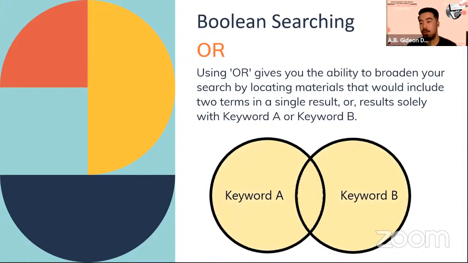On the other hand, using OR, it would yield results from AND, and other than that, resources that would only have keyword A in its title, subject, or abstract, and resources that would only have keyword B in its title, subject, and abstract. Okay? So this one would provide you a higher recall. So again, that in itself is already a problem.